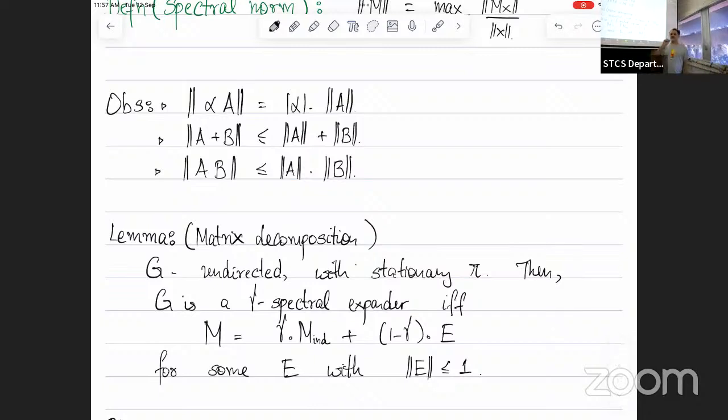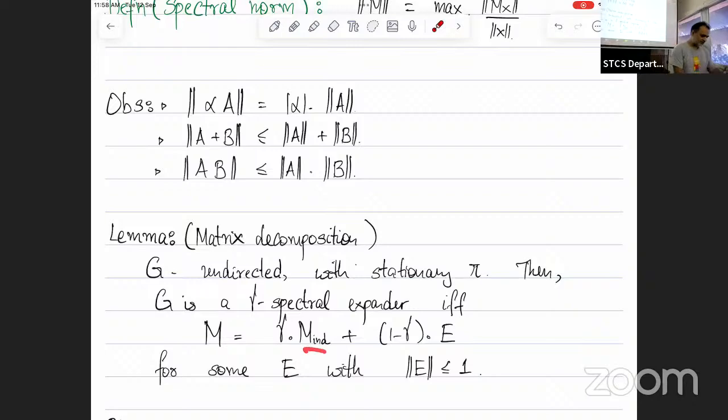And now comes what I wanted to get to. This is the subheading we had for this lecture, which is a really useful fact to have in mind. It's just very convenient to work with. Suppose you have some undirected graph G, and the relevant stationary distribution is pi. Whenever I say stationary, I mean the one that is proportional to the degrees. Then whether or not G is a gamma spectral expander is exactly a question of whether your random walk matrix admits a certain kind of decomposition. It says that G is a spectral expander if and only if your random walk matrix can be decomposed in the following form.